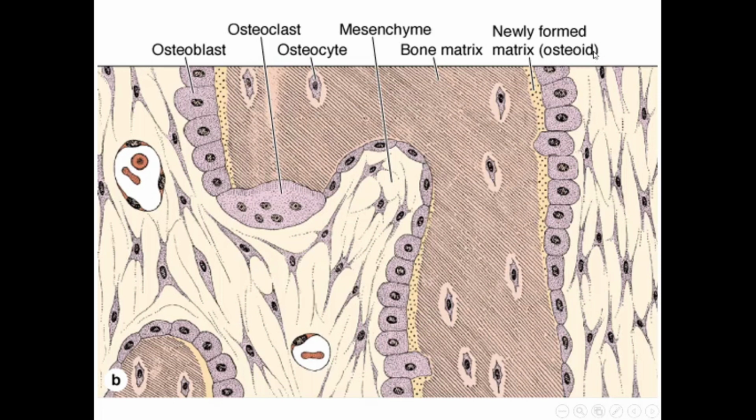Osteoid: "oid" means similar, and "osteo" means bone, so it is similar to bone. It is a newly formed matrix produced by the osteoblast cells. Why don't we call it the bone matrix? Because this matrix is mostly formed by organic material, and we don't have enough inorganic material or mineral in it, so it is called a newly formed matrix, or osteoid.